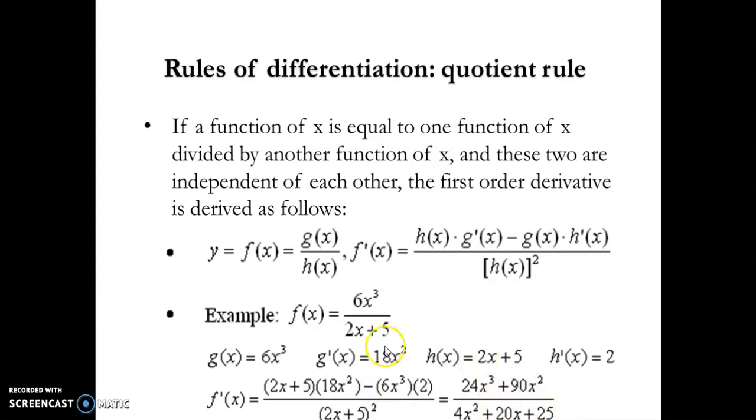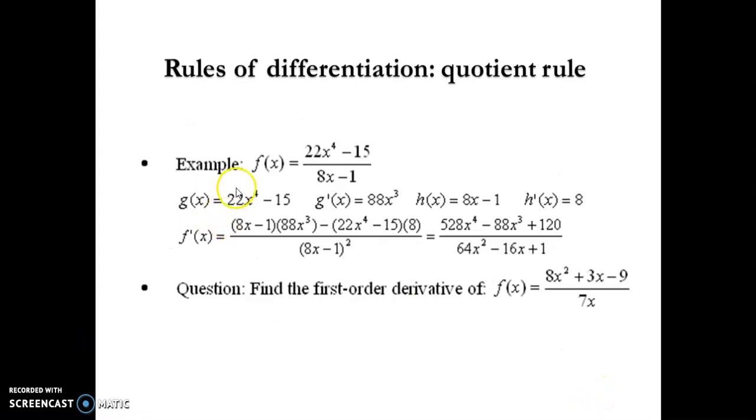What I want you to understand is the process of how you need to determine your h of x, your g dash of x, your minus g of x times h dash of x over all over the denominator squared, and then substitute those components before you can expand and simplify your answer.